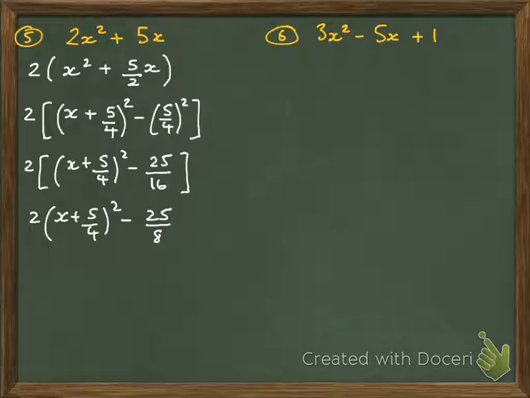Alright, same when you've got a harder one again with 3 terms in question 6. We can't complete the square straight away because we've got that 3 in front of there. Okay, so we need to get rid of that first. So what we'll do first of all, let's get to that.